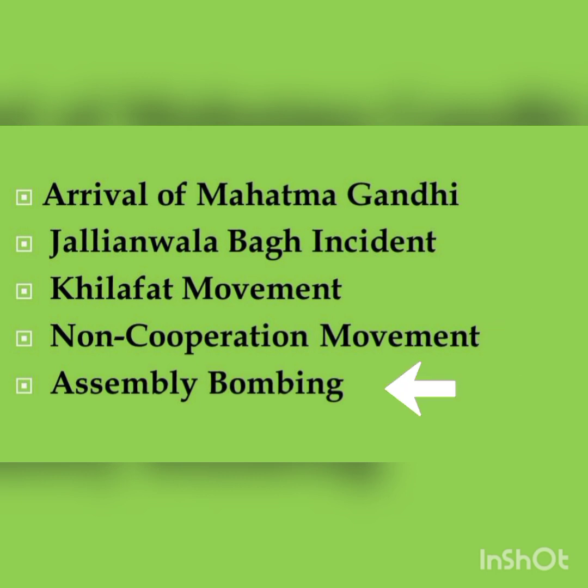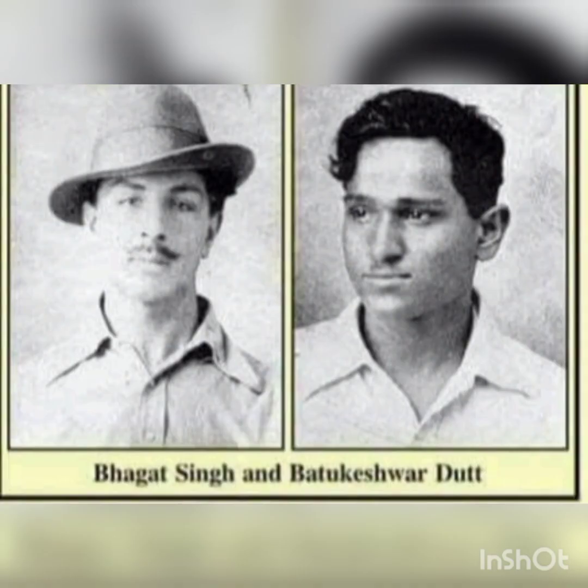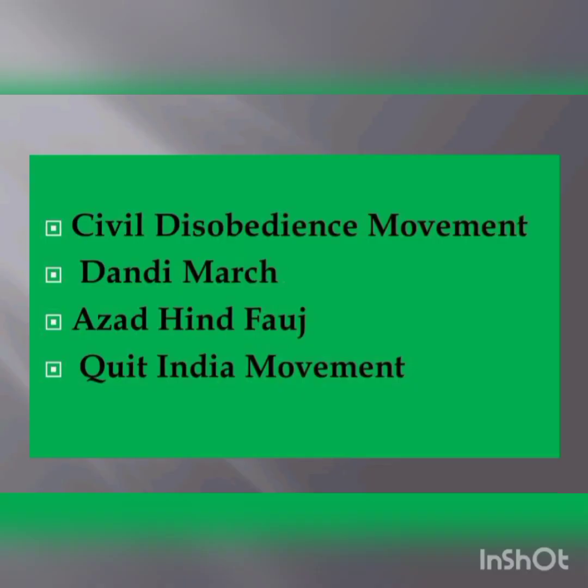Then students, in 1929, Bhagat Singh and Batukeshwar Dutt threw political handouts and smoke bombs at the assembly. Bhagat Singh and Batuk became the face of the youth against the British in India after this. Then, under the leadership of Mahatma Gandhi, the civil disobedience movement began against all the injustice by the British. Gandhiji organized the Dandi March to break the salt law under this.